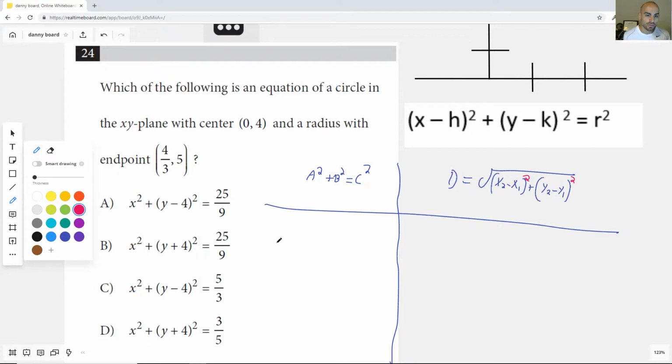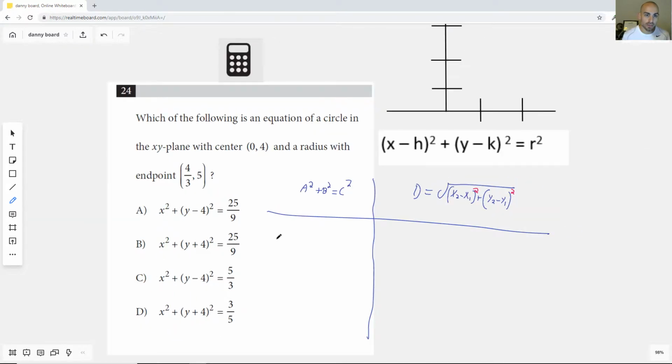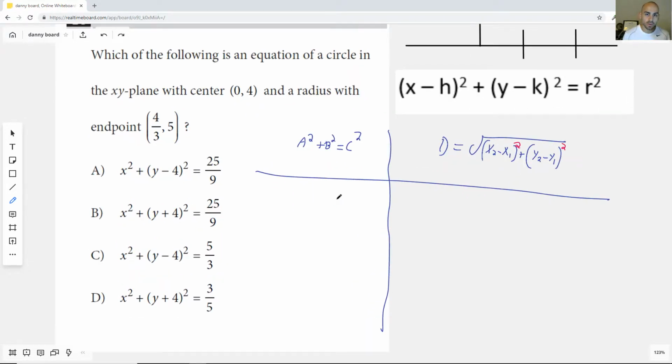So let's start on number 24 on the College Board Exam number 1 calculator section. Let's jump right into it. Which of the following is an equation of a circle in the xy-plane with center at (0, 4) and with a radius of the distance to (4/3, 5)?